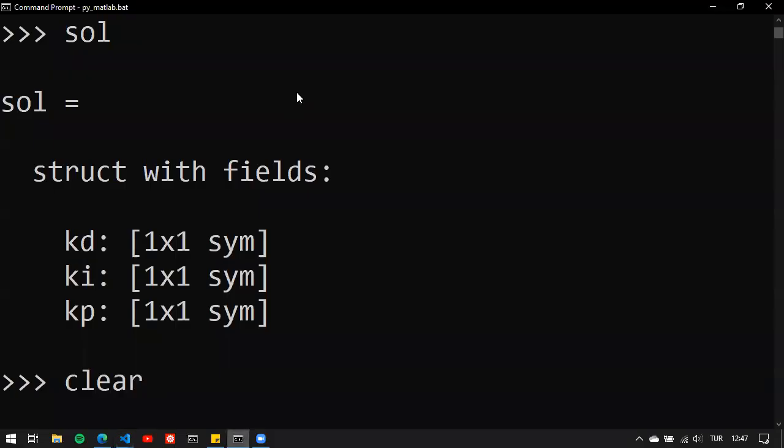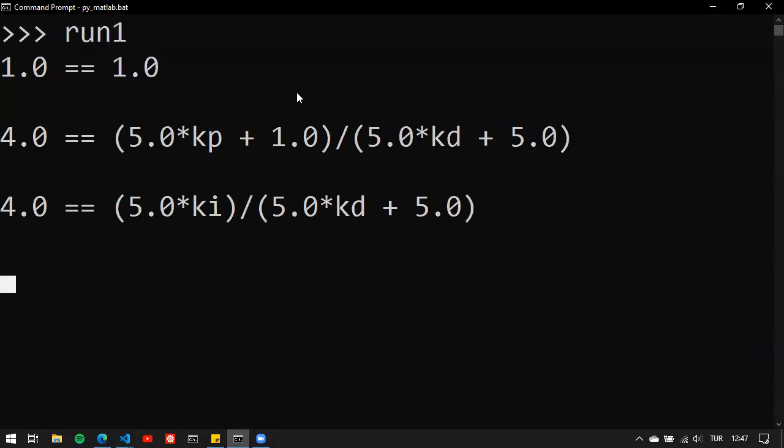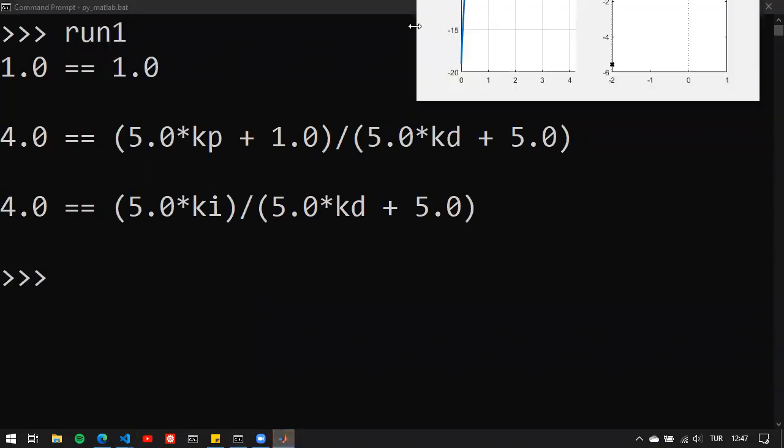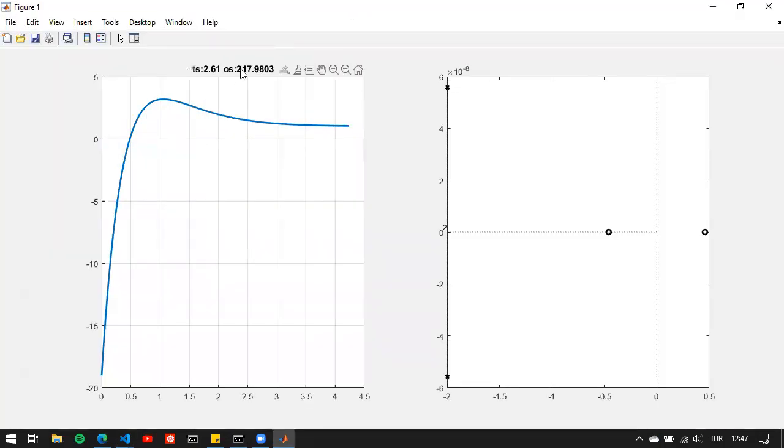So let's run this. And there we go. Now this is the result here. So let me place this here. Now what we can see is that in the y-axis here we have 10 to the power of -8, which means that this is close to 0.